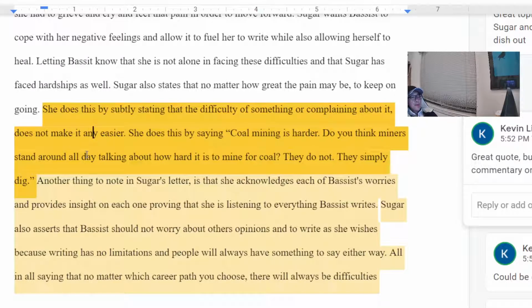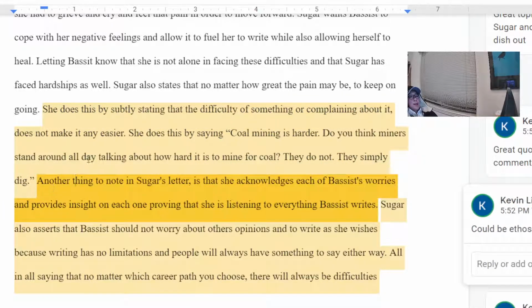But we start moving to some evidence here. She does this by subtly stating that the difficulty of something or complaining about it does not make it any easier. She does this by saying, coal mining is harder. Do you think miners stand around all day talking about how hard it is to mine for coal? They do not, they simply dig. Wait, that's it? Damn it.